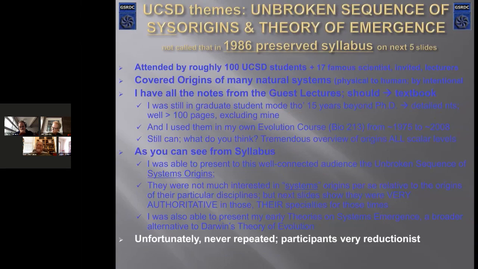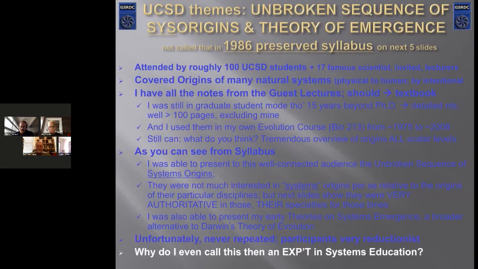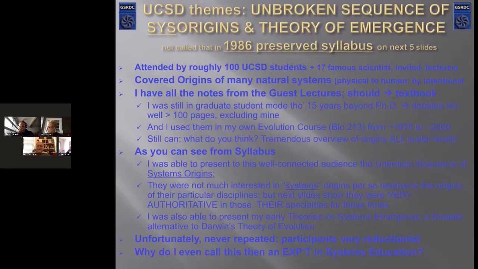This course was Frontiers of Science, which is kind of an open course that you have at some universities so that you can invite big speakers. You know, the curriculum is pretty open in that case. The participants were extremely reductionist, and I'll show you that in just a minute. Why do I even call this then an experiment in systems education? Well, because the theme I imposed on it, since I was the one who coordinated the class and invited the speakers, was the origins of new levels of reality, which is new entities of systems, new types of systems. And so it had a very strong systems emphasis, even though it wasn't called that.